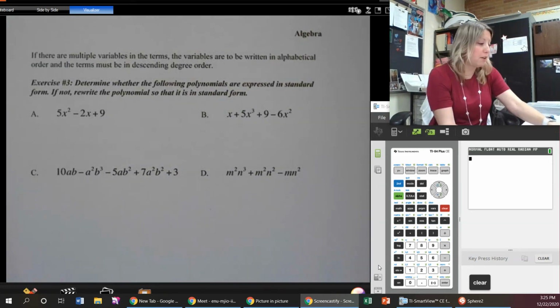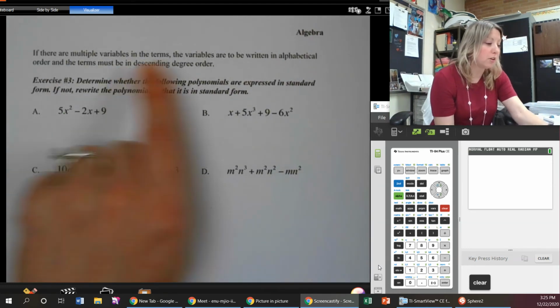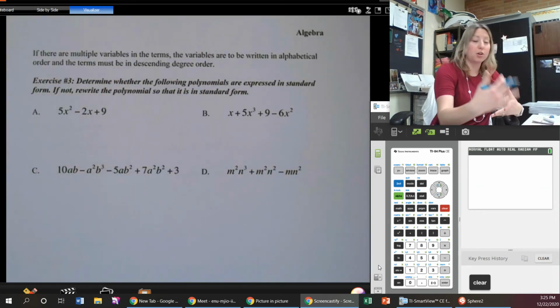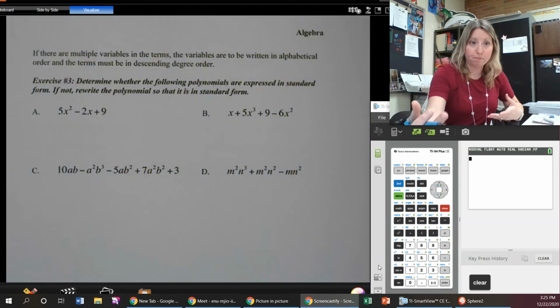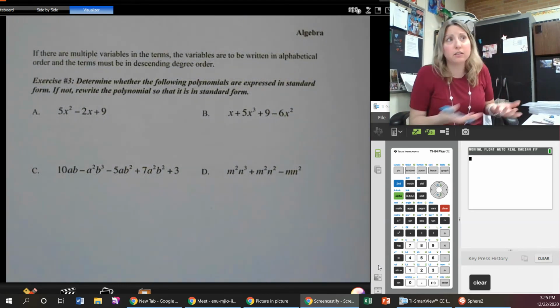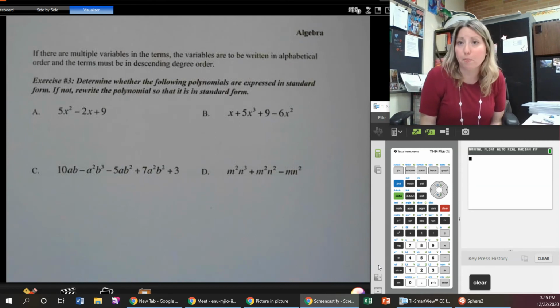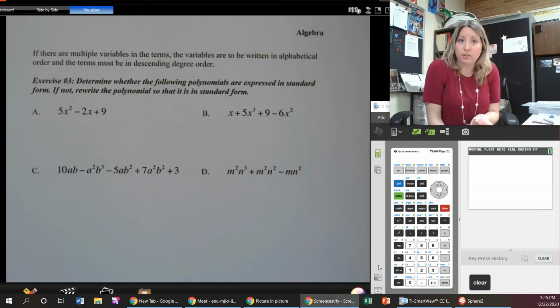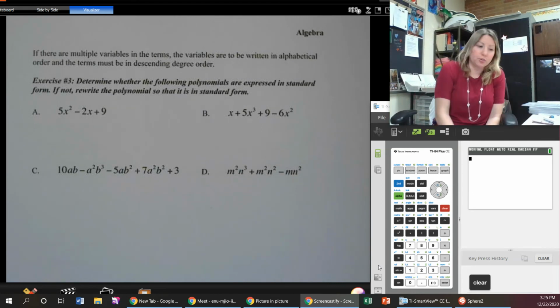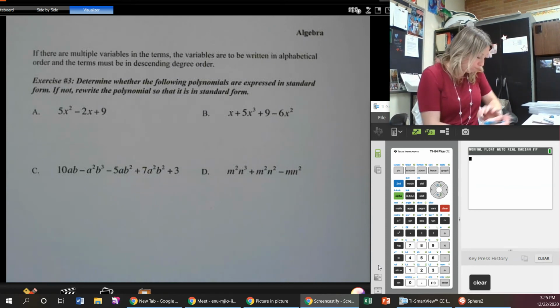Okay, if there are multiple variables in the terms, the variables are to be written in alphabetical order and the terms are in descending degree order. Okay, that doesn't happen a lot. It honestly only really happens in this lesson so we can learn how to put things in standard form. Usually we're only dealing with one variable at a time in our polynomials, but these are where we start to learn that, right?